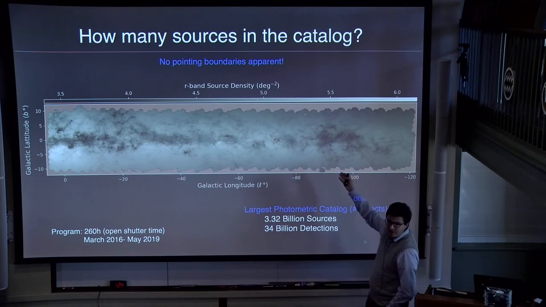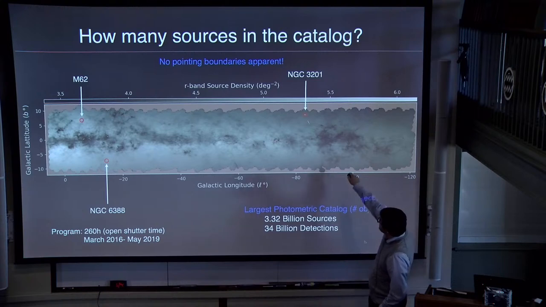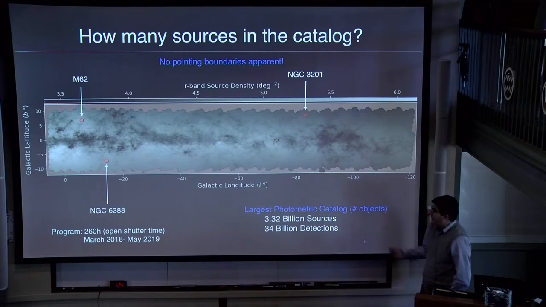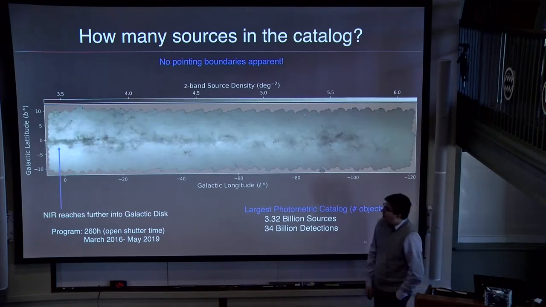And what you see, and I want to draw your attention to them, are real galactic structure. This is real dust that's preventing us from being able to see sources behind them. What you don't see are pointing boundaries between different exposures. And that's really a testament to the quality of our relative calibration. In fact, if you look extraordinarily closely, you'll see a couple bright points of overdensities, and those are known globular clusters, for example.